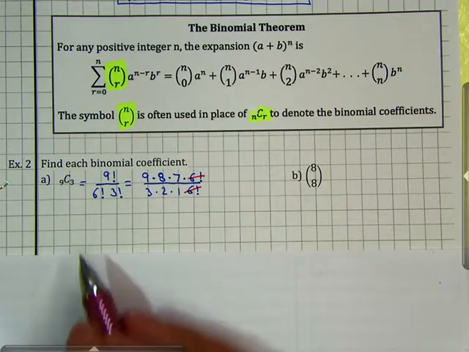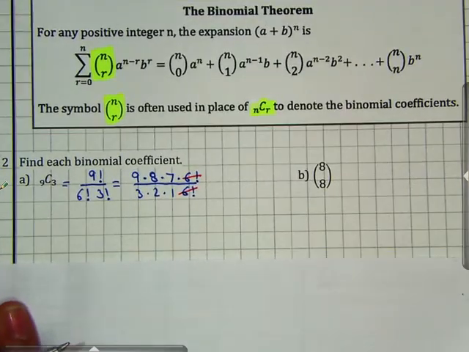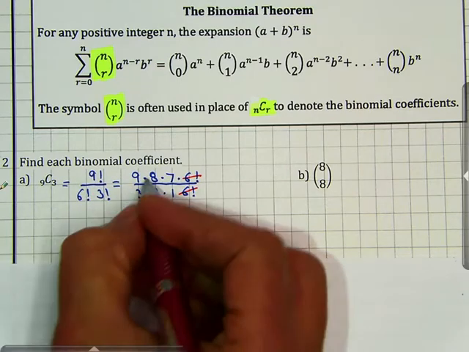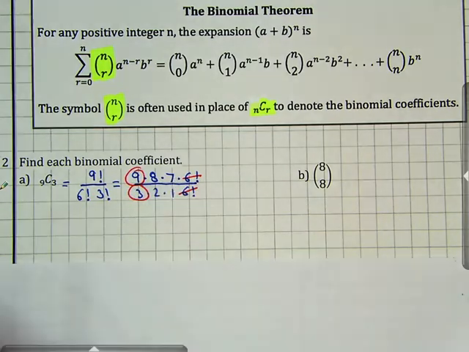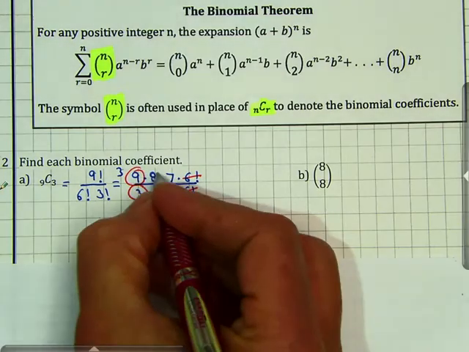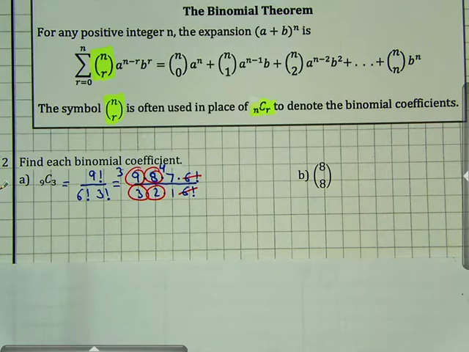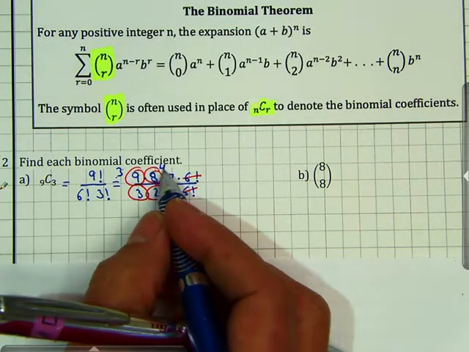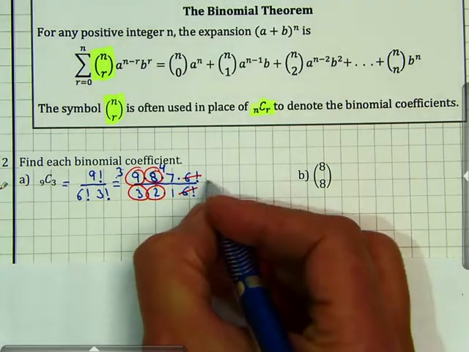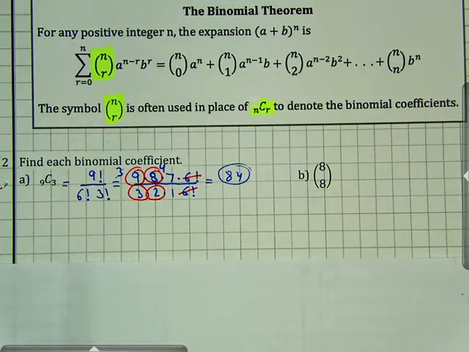And I'm going to simplify. 9 and 3, reduce it by 3, so that gives me 3, and that cancels out. My 8 and my 2, reduce it by 2, so it gives me 4. So 3 times 4 is 12, times 7 will be 84, divided by 1, or just 84.